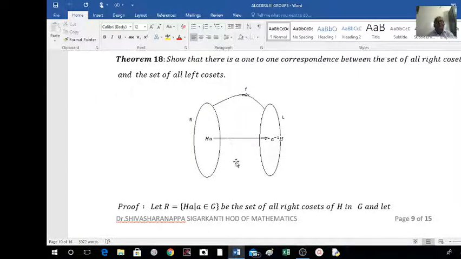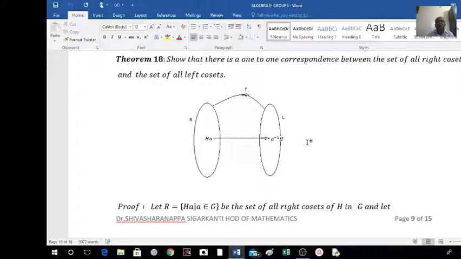Suppose A, B, C, D, E, F are elements of G. Then HA, HB, HC, HD, HE, HF are all the right cosets. And what about the left cosets? AH, BH, CH, DH, right? So these are all the left cosets. Here I will take this as the set of all the right cosets, and this as the set of all the left cosets.